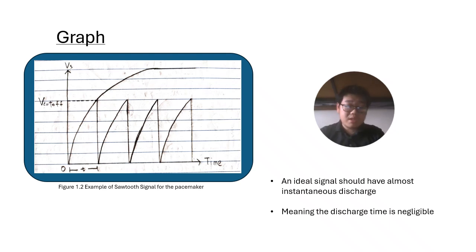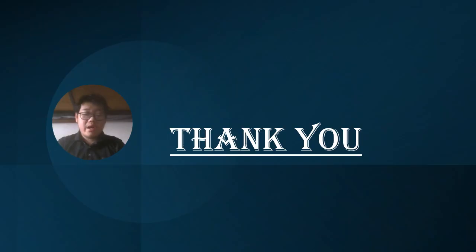Depending on the capacitance or the resistance of the timing circuit, the frequency of the output signal will also change, resulting in the change in the beats per minute of the heart. And that is the end of my presentation.